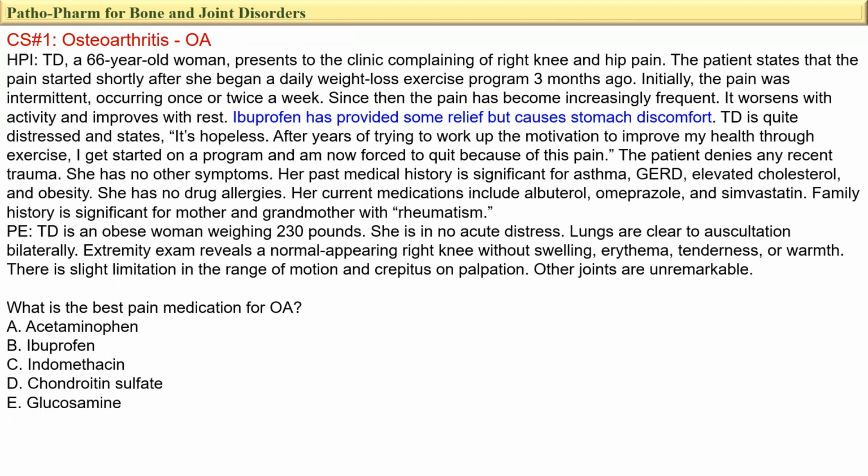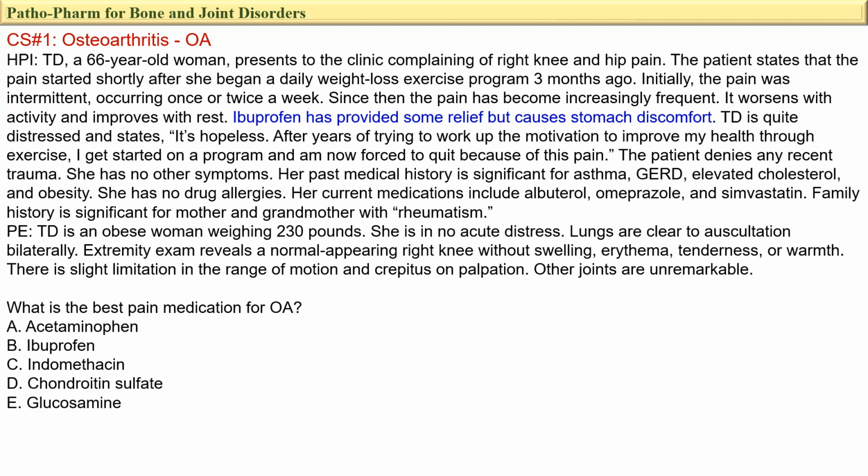So the case study here on osteoarthritis, and the answer for this would be acetaminophen. Acetaminophen has an equivalent analgesic capacity to the NSAIDs, but it doesn't have an adverse effect on the GI system.